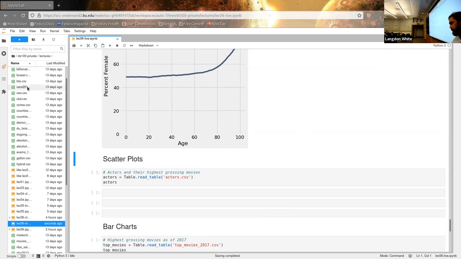a different kind of graph. So far, what we've talked about is, anybody know what those are called? The kind of graph we've been doing? Those are line graphs, because they have a line. Now we're going to talk about scatter plots.